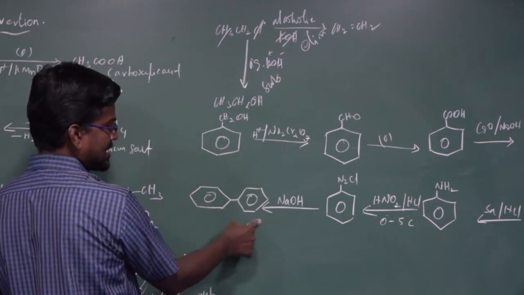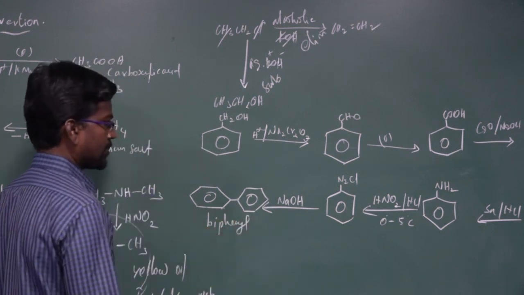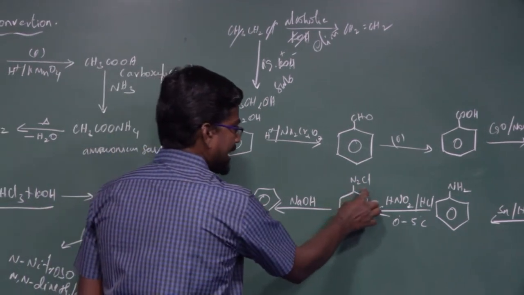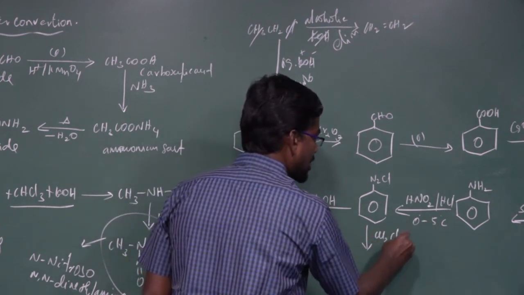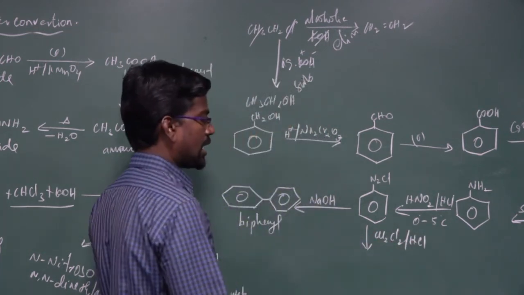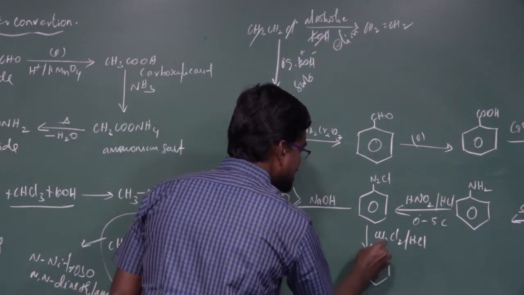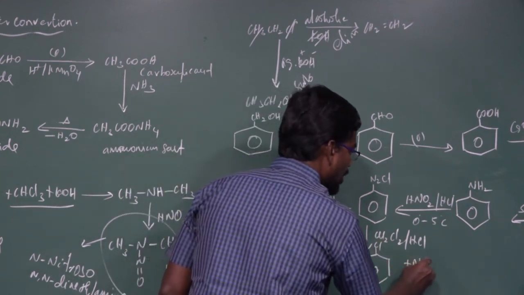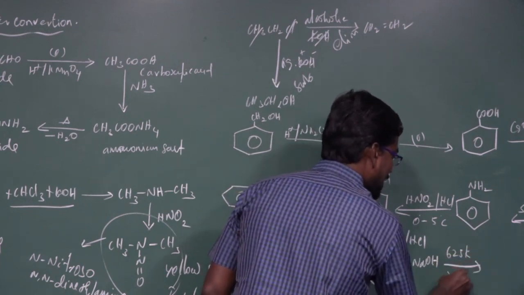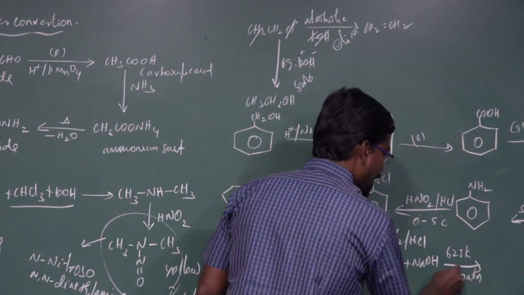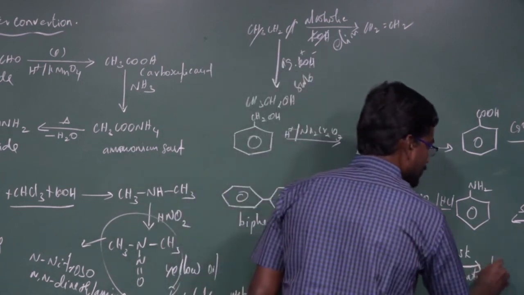Bibenzene, C6H5-C6H5, biphenyl, is formed, with two phenyl groups. Benzene diazonium chloride reacts with Cu2Cl2 and hydrochloric acid. It is called the Sandmeyer reaction, forming chlorobenzene. Chlorobenzene further reacts with sodium hydroxide, NaOH, heated at 623 Kelvin and 300 atmospheric pressure. The nucleophilic aromatic substitution reaction takes place to form phenol.